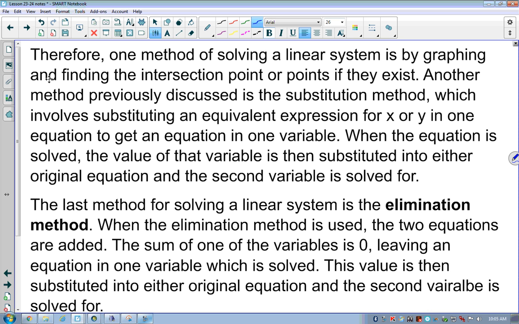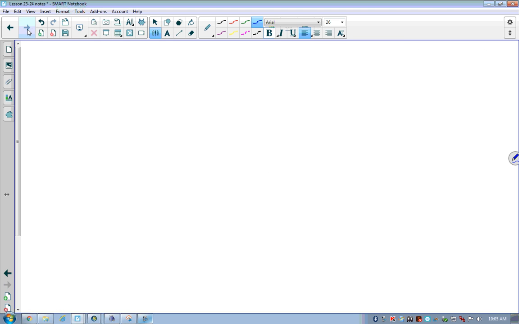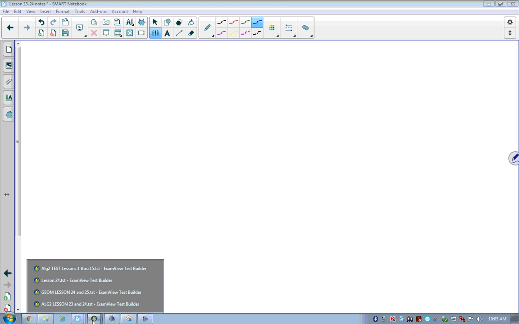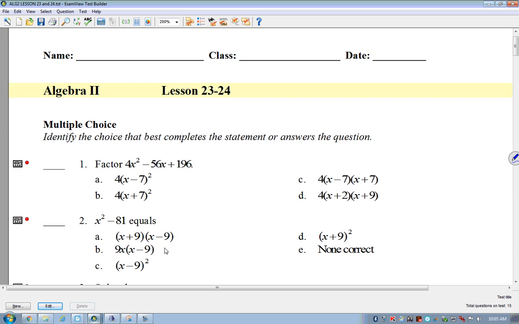But the sum of one of the variables has to end up being 0, meaning that it cancels out or is eliminated, leaving an equation with one variable. We solve that variable. Just like with the substitution method, once we have solved one variable, we plug its solution into either of the two original equations and solve for the other variable. All right, so with that, let's look at some questions.